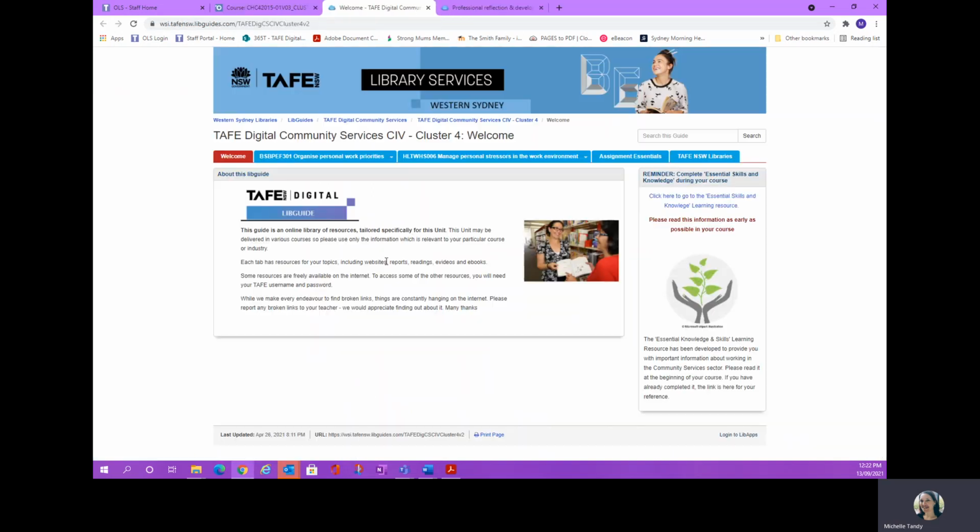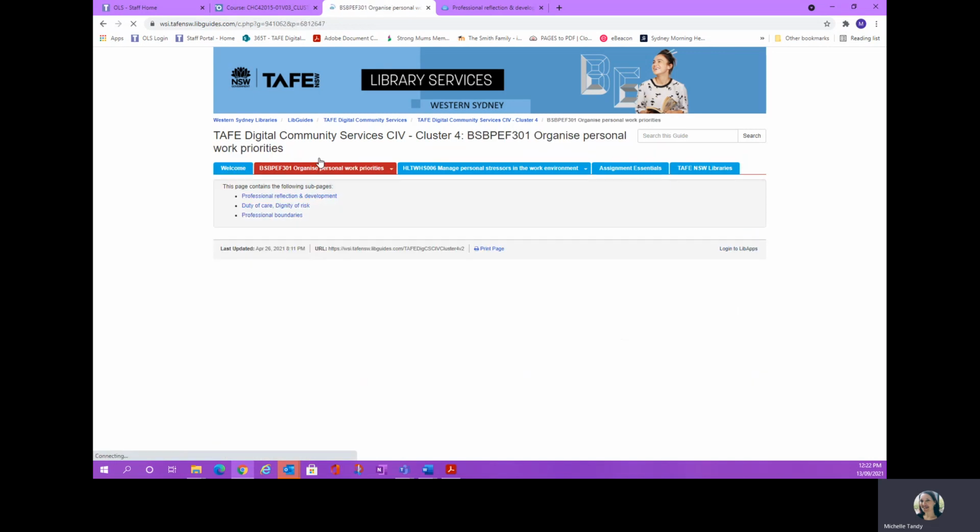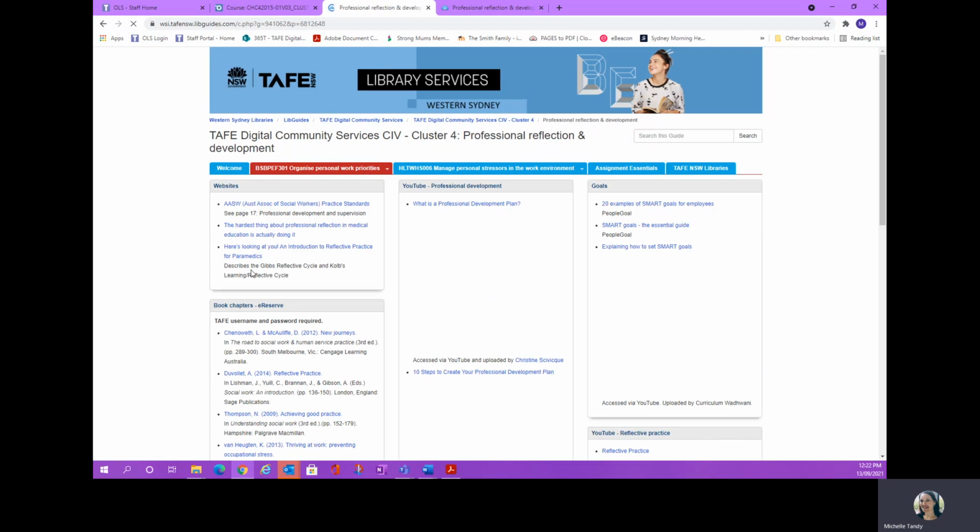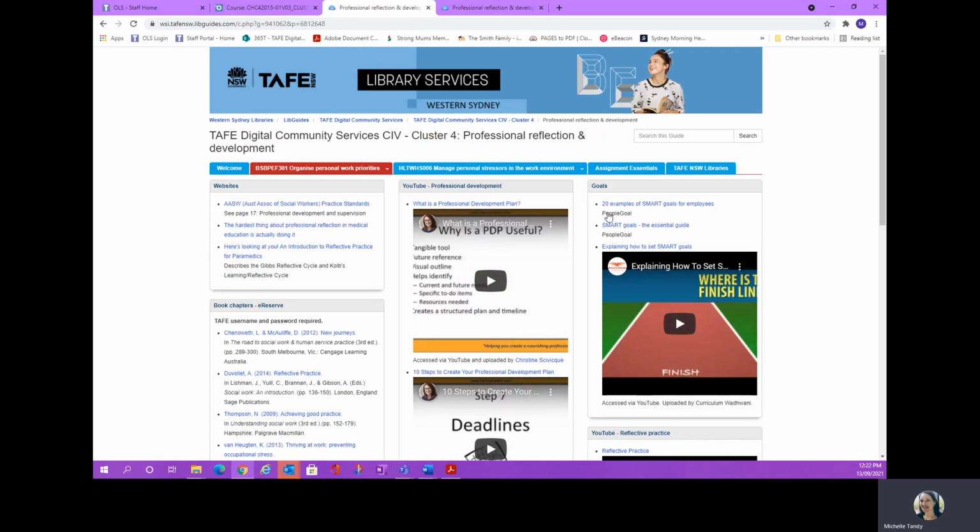I'm going to show you the library guide. This is a really great site. It's got some extra readings and resources relevant to the cluster. For this question, question 4, I want you to go to Organise Personal Work Priorities and then the subpage Professional Reflection and Development. And here we've added some goals over on the right-hand side, some video and some readings that might help you with this question. So take your time to have a look around this library guide site. It will definitely help you with your assignment.